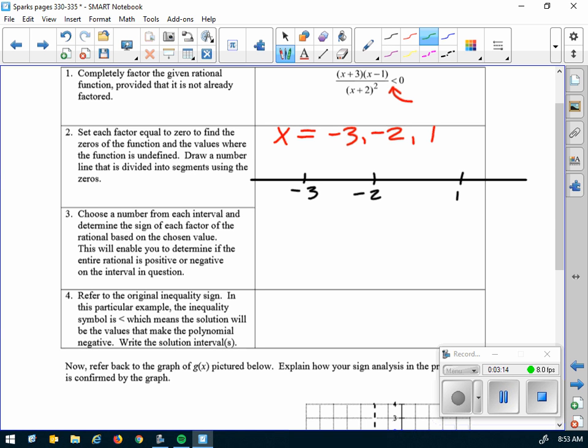Pick a number less than -3, between -2 and -3, -1 would work.